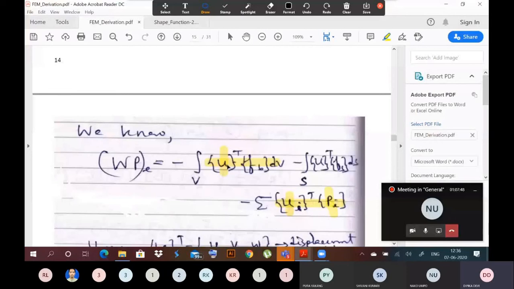Next we have the surface traction. So surface traction also may have three components, Fsx, Fsy, and Fsz. So this is a vector. Similarly, corresponding displacement component will have u, v, and w. So to find out the work done by the surface traction, the total work done by the surface traction per unit area will be equal to u into Fsx plus v into Fsy plus w into Fsz.